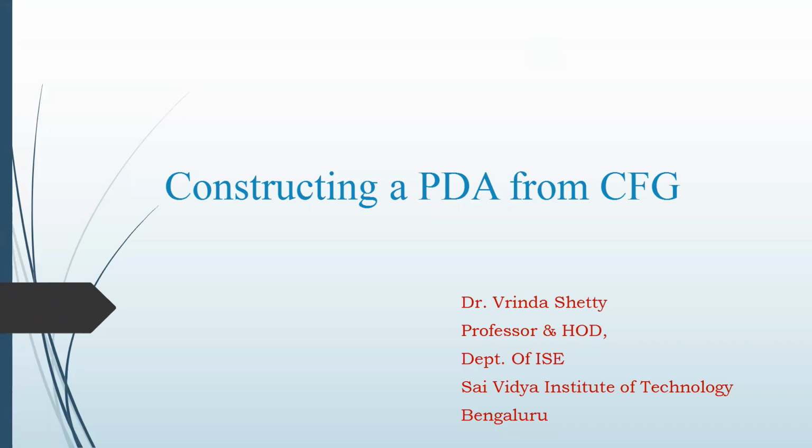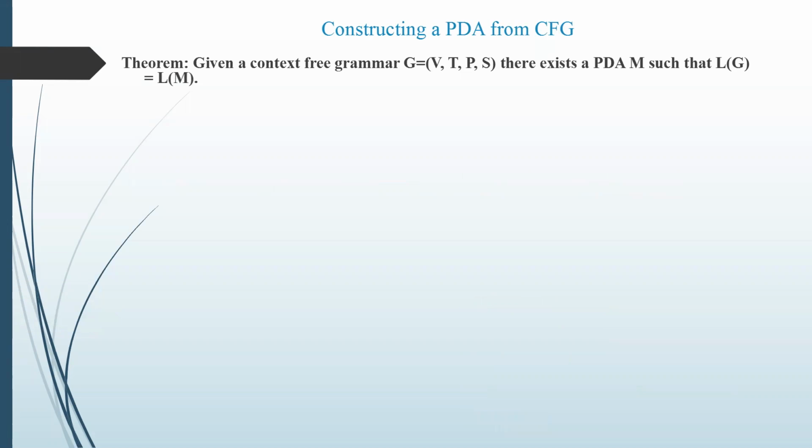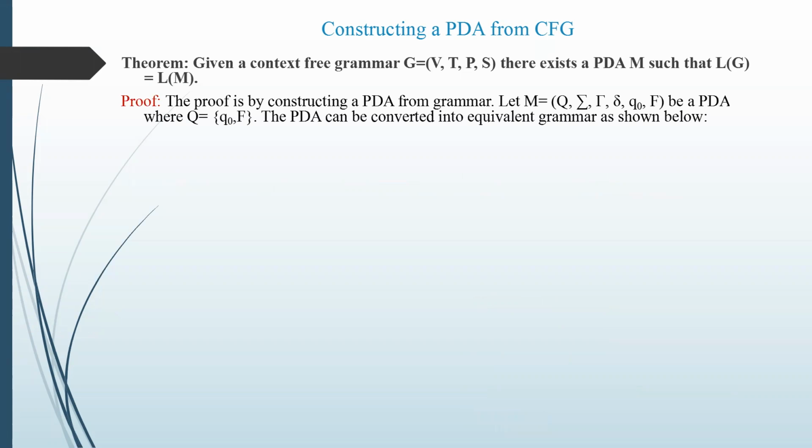Today we will see how to construct a PDA from a given context-free grammar. So we'll see the theorem here. Given a context-free grammar G = (V, T, P, S), there exists a PDA, that is, a pushdown automaton machine, such that the language L of G is equal to the language accepted by the PDA machine. So the proof is by constructing a PDA.